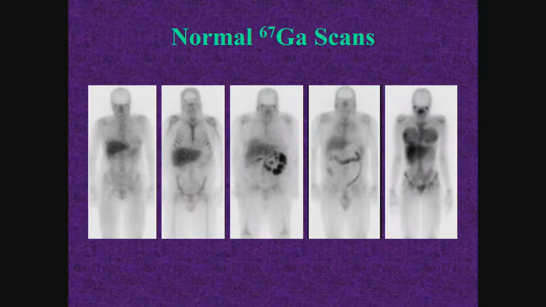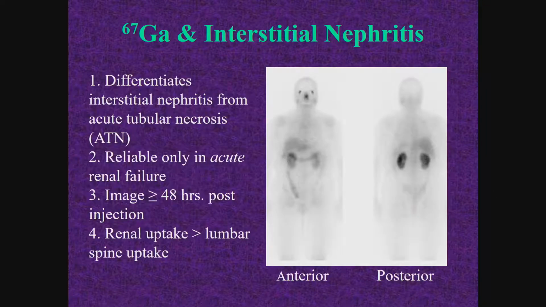Some examples of normal gallium scans, you can see the wide variety in the normal biodistribution. This happens to be a postpartum woman. You can see the intense uptake in both breasts, variable skeletal uptake, variable soft tissue uptake, and of course, variable bowel uptake.